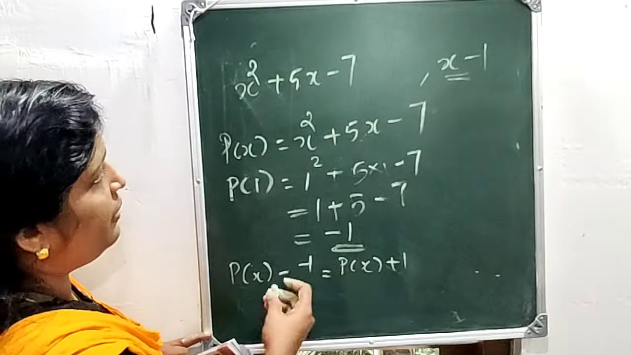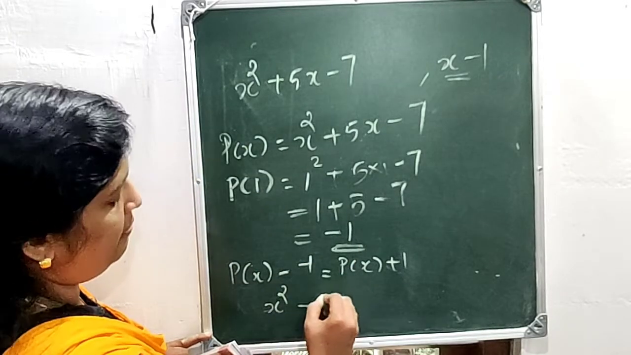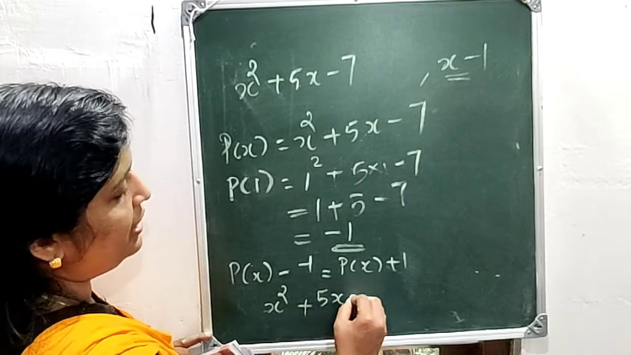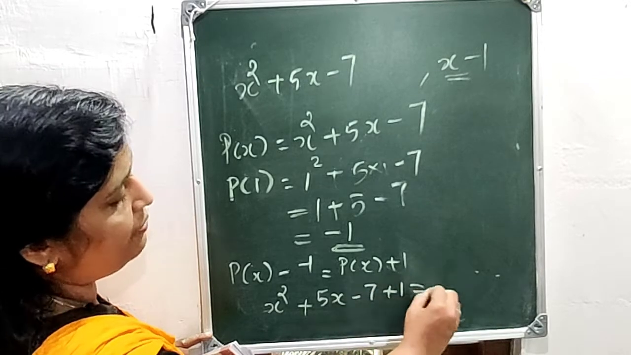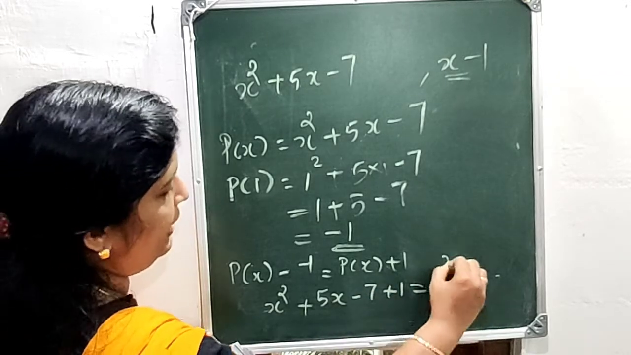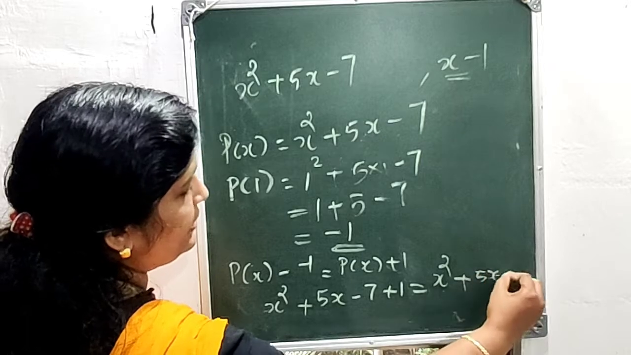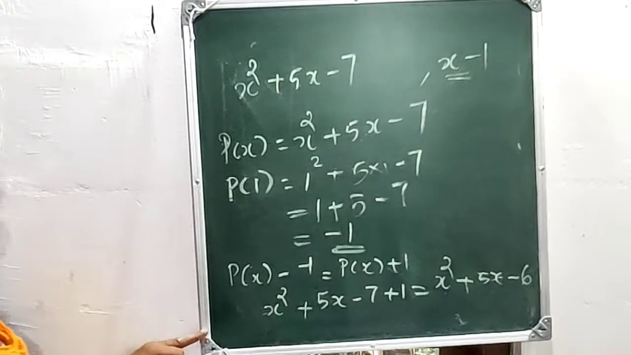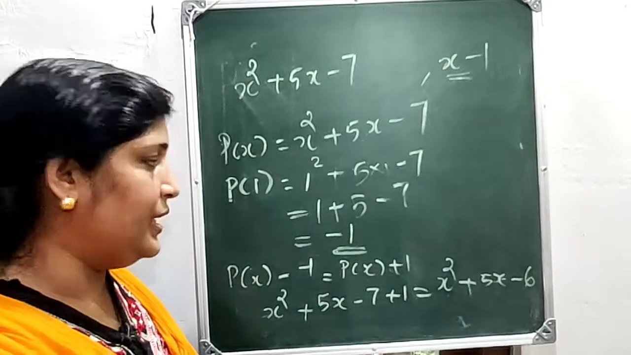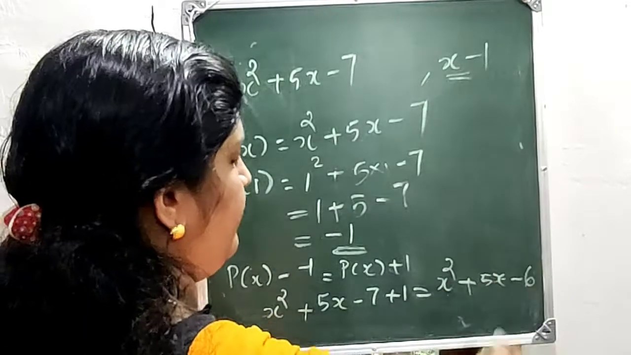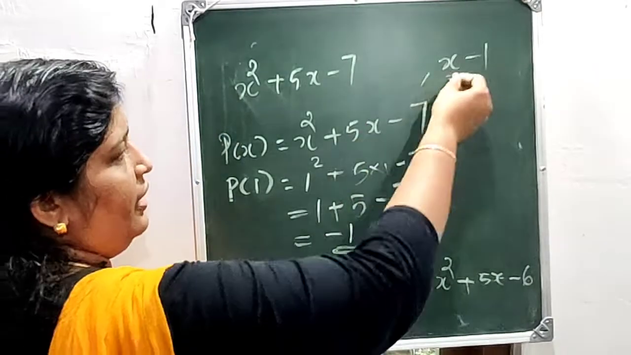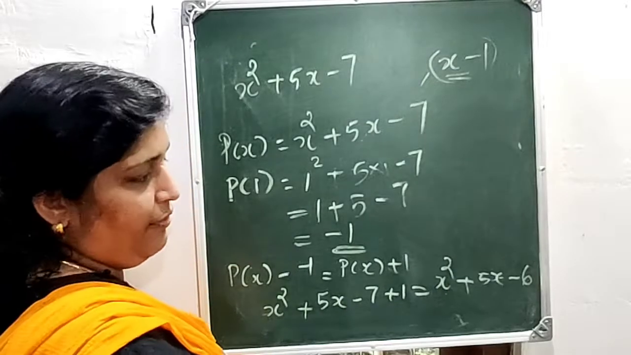So, P of x plus 1 is equal to x square plus 5x minus 7 plus 1. Minus 7 plus 1 is equal to x square plus 5x minus 6. Okay, x square plus 5x minus 6. Yes, we have this x minus 1 is a factor.